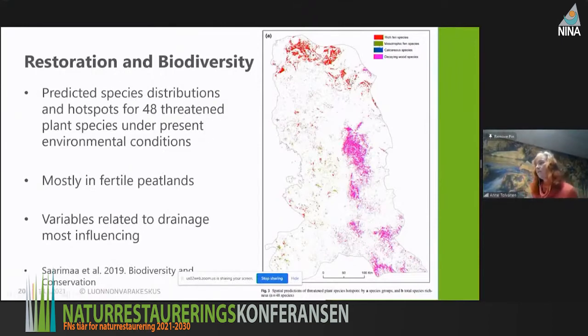And if you look at the right corner of the map, you can see that plant groups, rich fen species, mesotrophic fen species, calcareous, decaying, all these are typical, quite nutrient-rich peatlands. So basically, threatened species you don't really find in nutrient-poor peatlands.